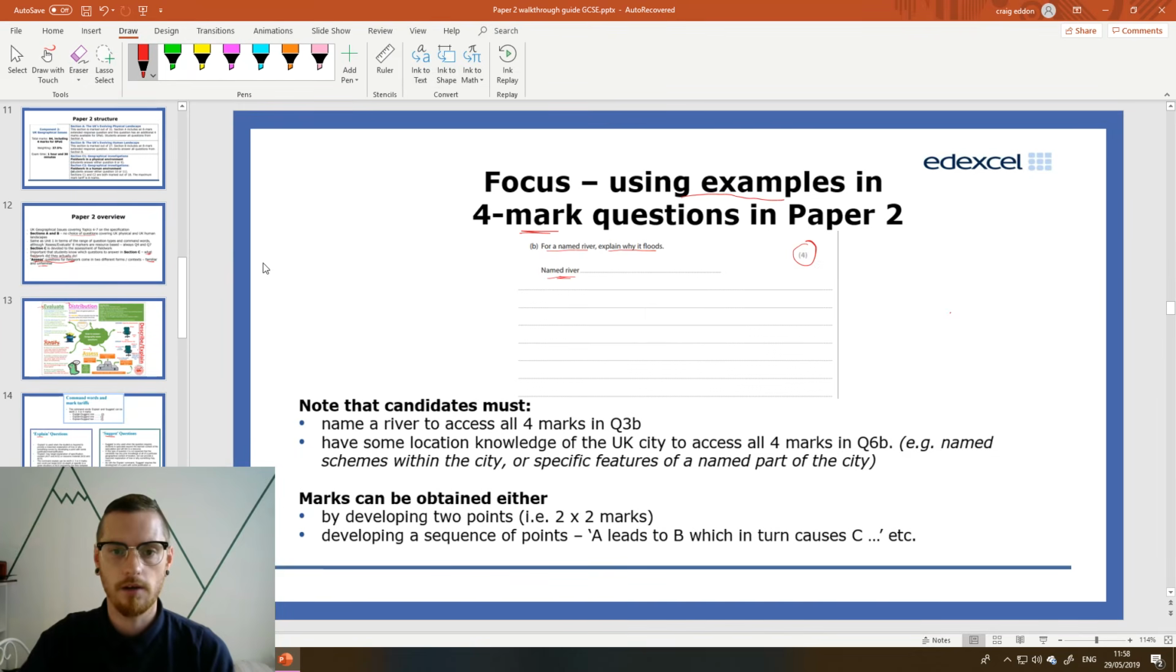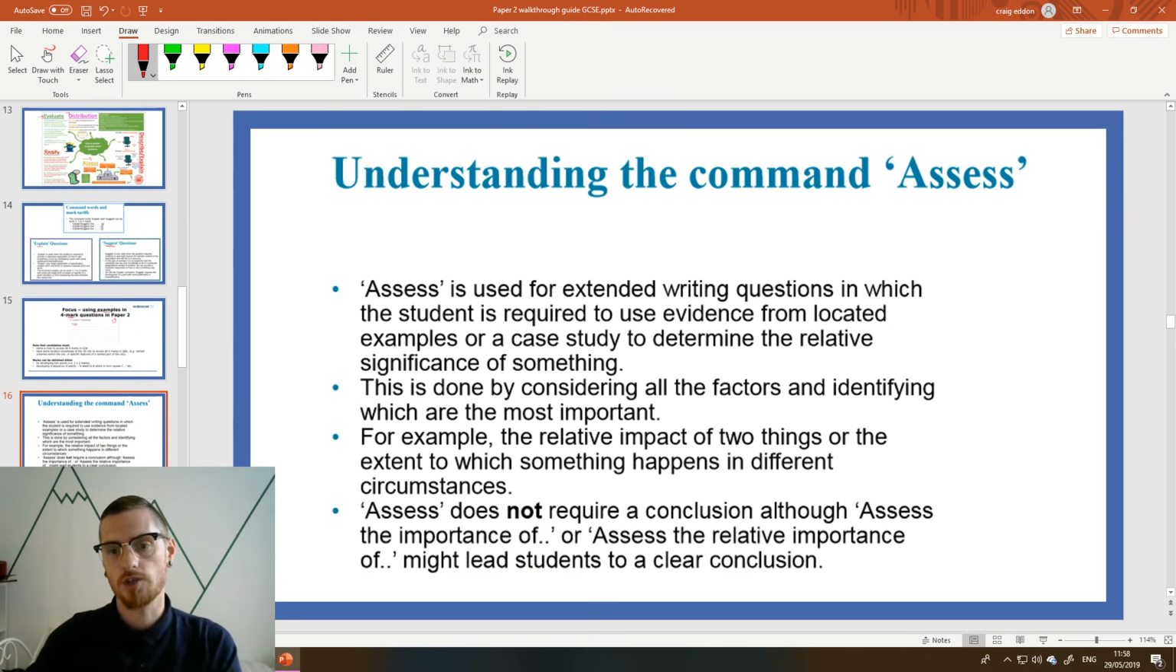Now, let's go back to the PowerPoint and look at our assess questions. So, assess questions and evaluate questions. Again, on this exam, these are your essay questions. And like we've already said, 1 at the end of section A, 1 at the end of section B, 2 in section C, 1 at the end of physical, 1 at the end of human fieldwork. Now, assess questions, I'm not going to get into them in detail here. Go back to watch paper 1. It's now thumbnailed in the HLS Jog YouTube channel, but they are asking you to consider all the factors that you introduce to the answer and identify which are the most important.